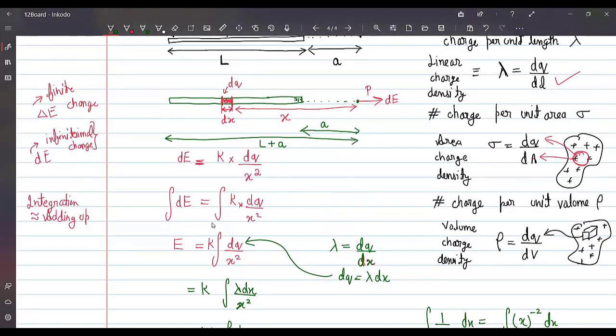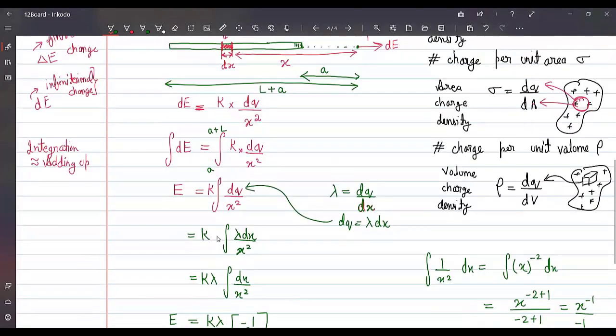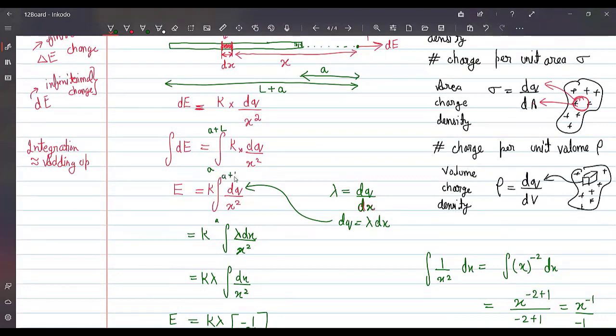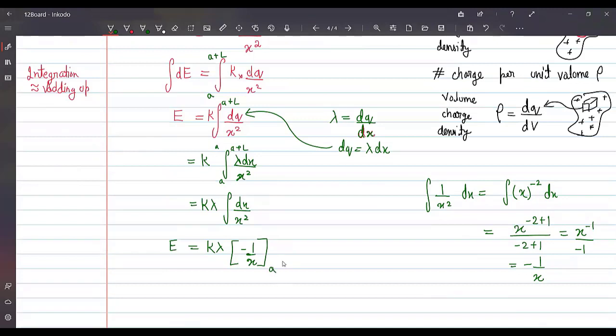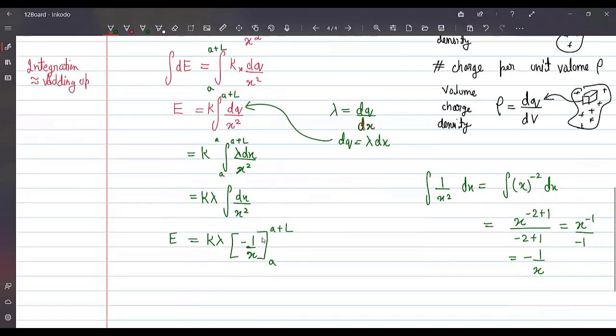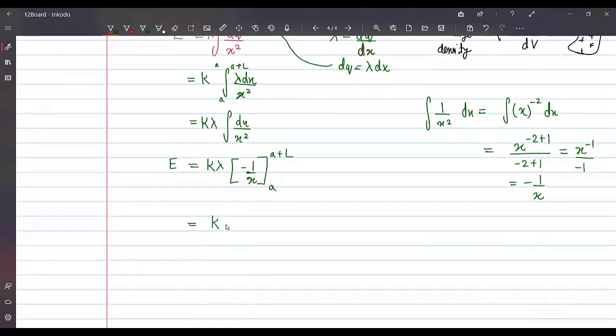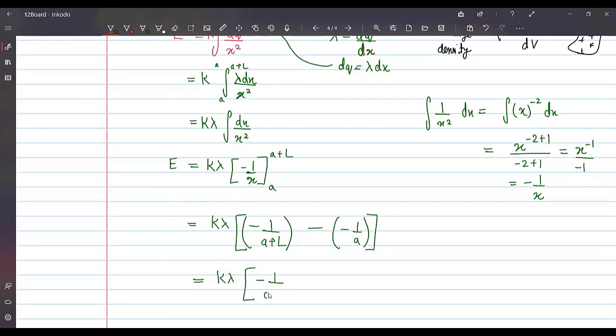So what I do here is put my limits. The lower limit is a, the upper limit is a plus L. A to a plus L. So this will give you k lambda times minus 1 by a plus L. First you put the upper limit, minus sign, then the lower limit. So this is k lambda, minus 1 by a plus L plus 1 by a.